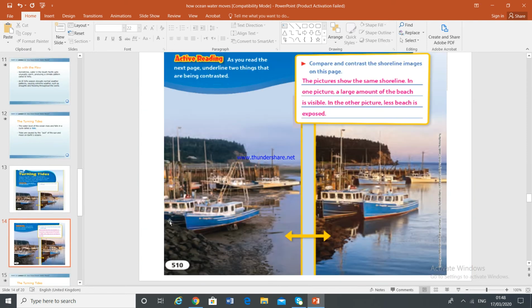Now here, please complete that. The picture shows the same shoreline. In one picture, a large amount of the beach is visible. In the other picture, less beach is exposed. This is what you have to write.